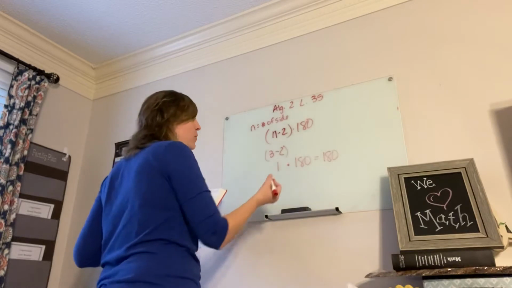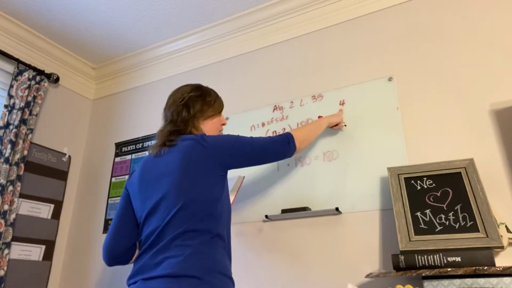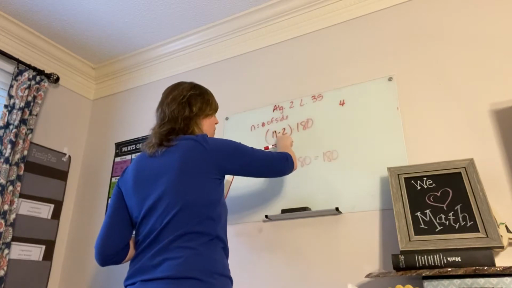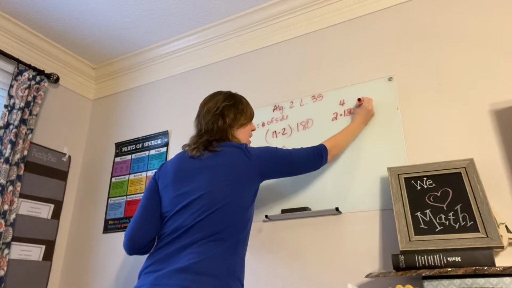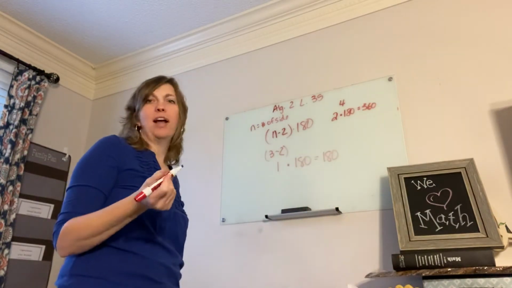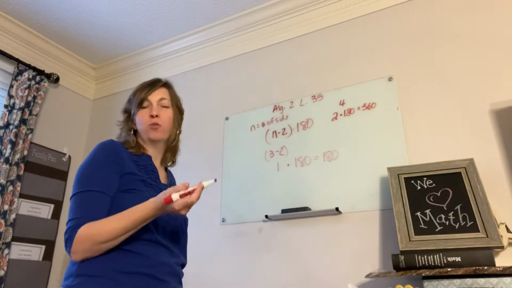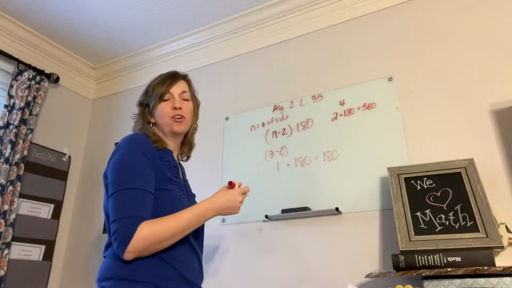Now let's try the formula on a quadrilateral. Every quadrilateral has 4 sides. Well, 4 minus 2 is 2. 2 times 180 is 360. And we know that's true because a square has 4 right angles. So 90 times 4 is 360 degrees.